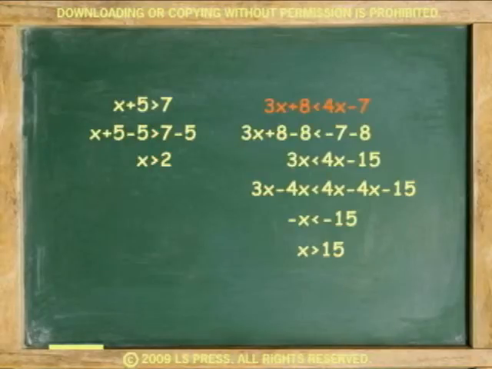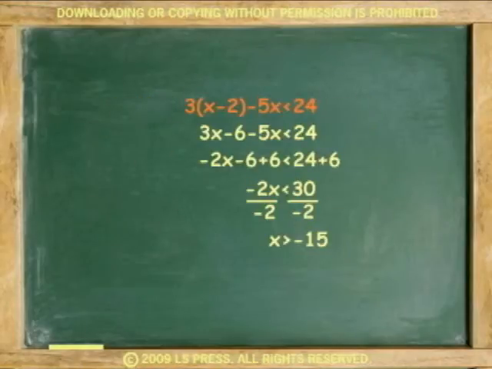Another example. 3x plus 8 is less than 4x minus 7. Subtract 8 and 4x from both sides. Divide by -1 to make x positive. Now, x is greater than 15. Notice that because we had to divide by a negative number, the inequality sign changed directions.